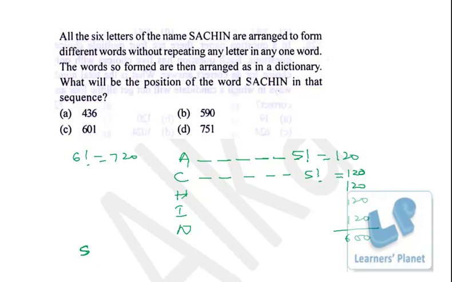Now out of the remaining letters A, C, H, I, N, you can see that A-C-H-I-N are already in dictionary order, right? So 600 words come before S-A-C-H-I-N, and the next word will definitely be Sachin itself, right? So what will be the rank of Sachin? That is 601. Okay, pretty easy and interesting one.